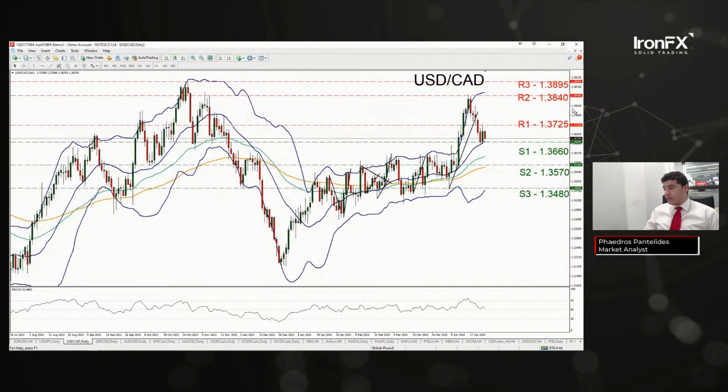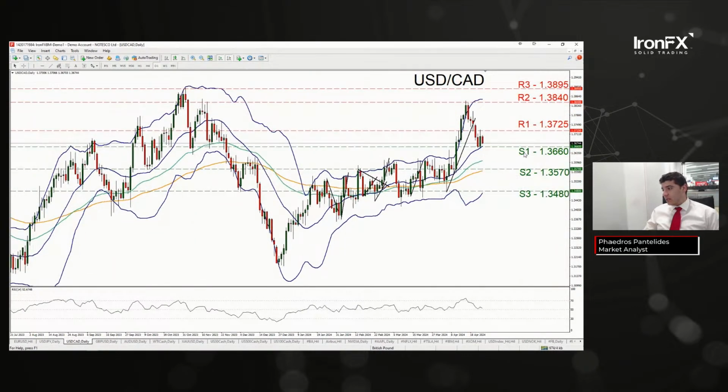Onto the USD against the Canadian dollar. You can see that it is bouncing off S1 at 1.3660. So this appears to be a valid S1 level. We're keeping R1 at 1.3725 and S2 at 1.3570. S3 could be at 1.3480. So we can keep our support and resistance levels the same.